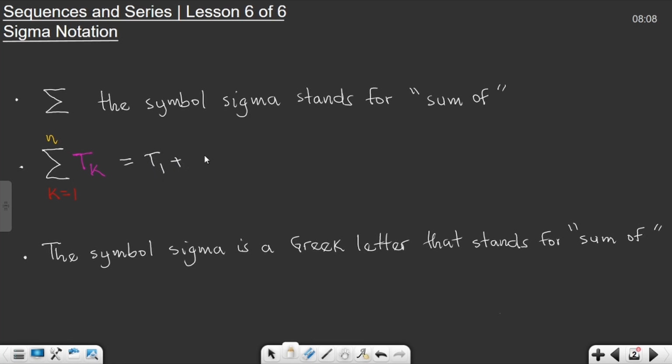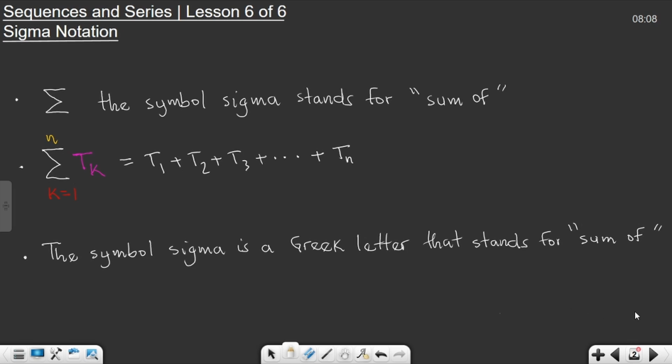T1 plus T2 plus T3 plus terms there plus your last term Tn. So you have terms in between. You can see this is a series. So this is a shorthand to write a series. I hope you are getting that. It is a sigma symbol, which is a Greek letter used to express the sum of. So it stands for the sum of.